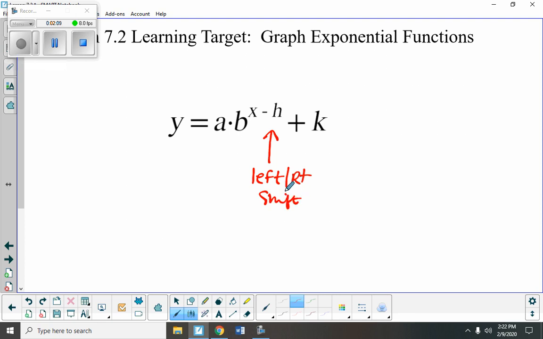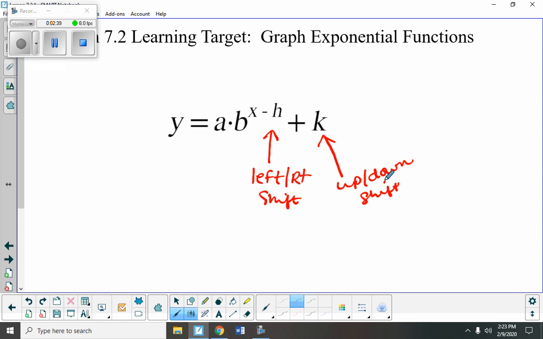If you have a positive showing up here, that means h must have been a negative, because minus a minus is what would give you a positive. So if it shows up as a positive, you're going to shift to the left. If it shows up as a negative, you shift to the right. And the k is the up and down shift. If it's positive, it's up. If it's negative, it's down.